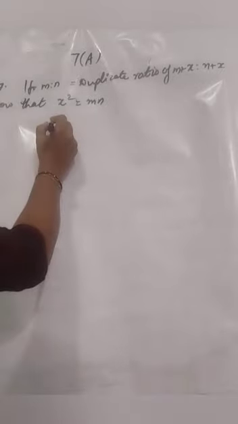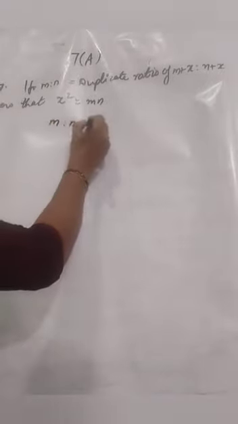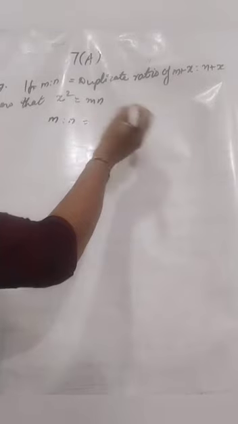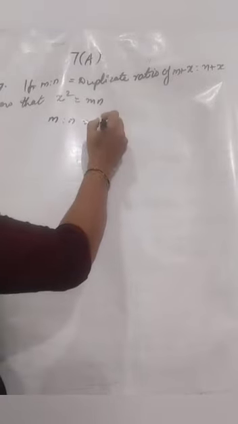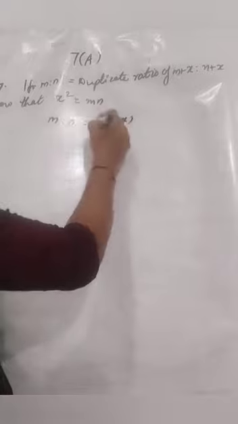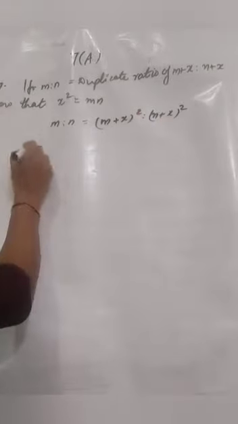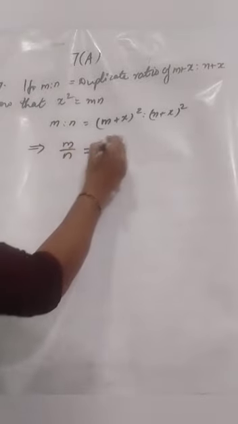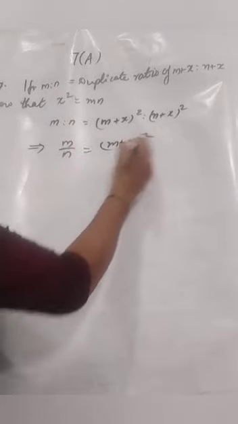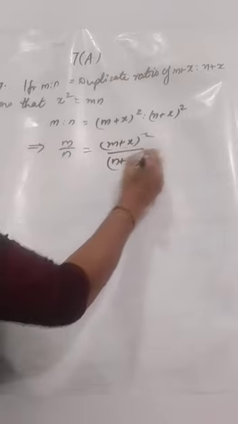Let us solve this. m is to n is the duplicate ratio of m plus x is to n plus x. What is the duplicate ratio of m plus x is to n plus x? Yes, it is (m plus x) square is to (n plus x) square. And we write in fraction form. m by n equals (m plus x) square by (n plus x) square.